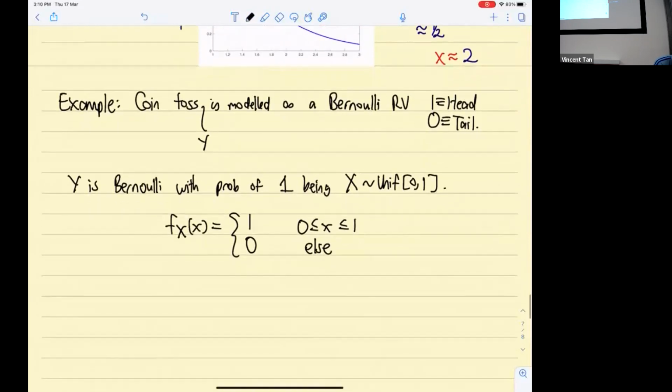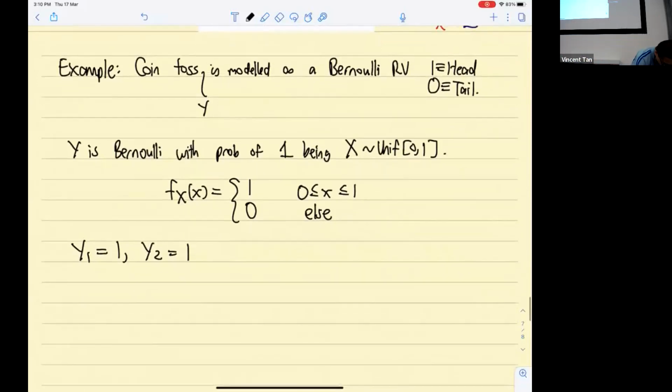Okay. But now I observe two y's. I observe that y1 is equal to 1, and y2 is also equal to 1. Now, how does that change my belief about the coin's probability density function? Initially, it was uniform on 0, 1. So initially it was like this.